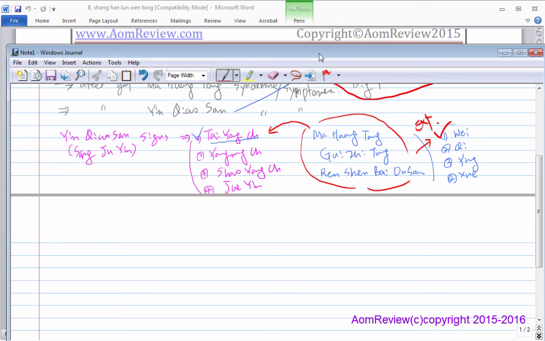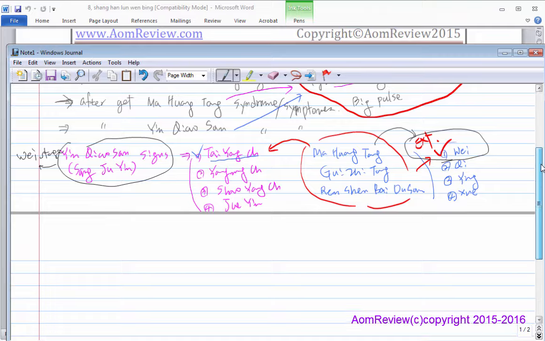But if it is given in the Wen Bing stage, in the Ma Huang Tang condition, that's supposed to be Wei stage. Okay, just keep in mind. It's the same thing. This is usually Wei stage, right? But it can also be a Taiyang channel symptom too. If you see Taiyang channel, Wei stage, or Shaoyang channel, and also Qi level or Qi stage, which one is the answer? With Yin Chiao San, that's supposed to be Wei, right? Because this is Wen Bing. So simply we understand this one.